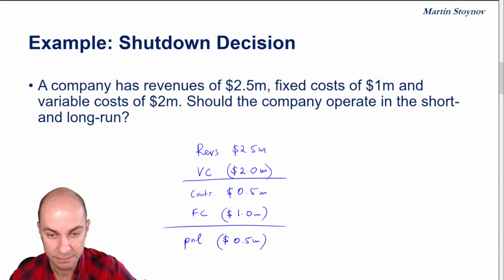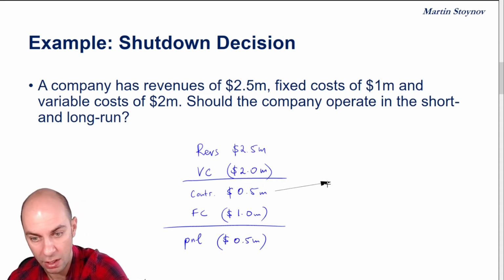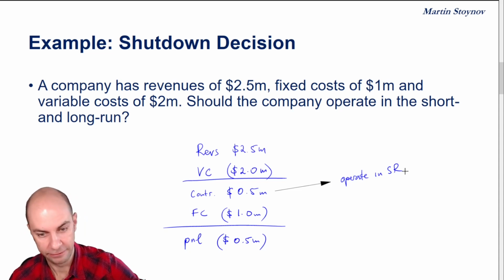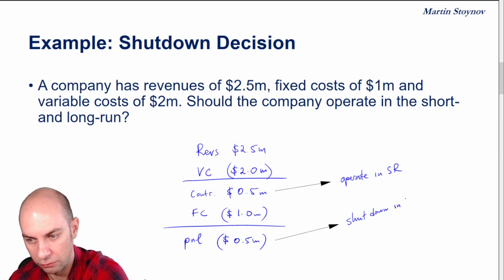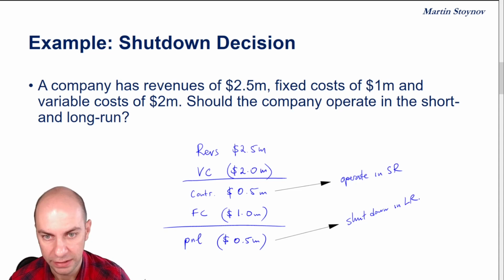Now, what does that mean? That means that I can operate in the short run. I can operate in the short run because I have covered my variable cost and I have a positive contribution, but I have to shut the business down in the long run because my P&L is negative.